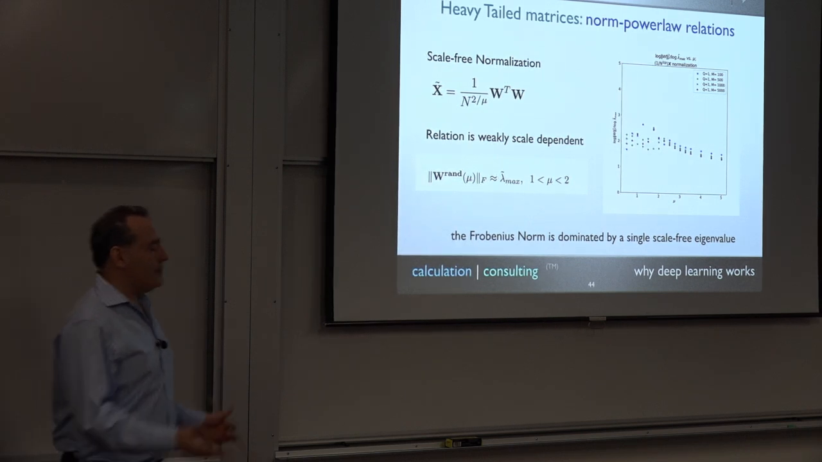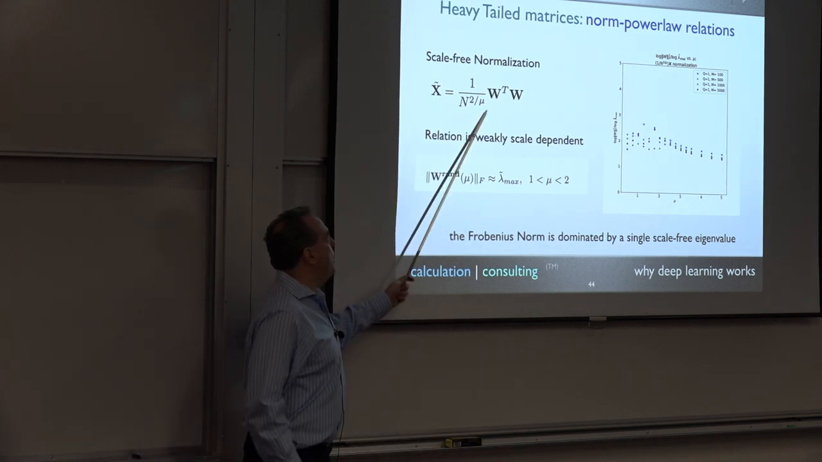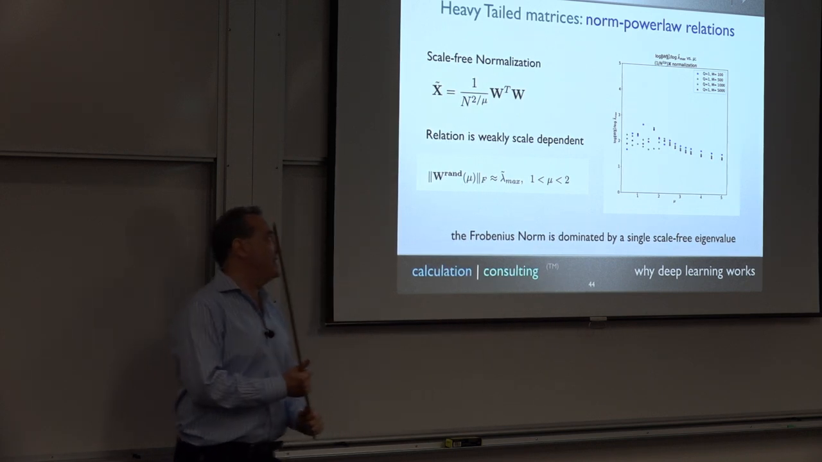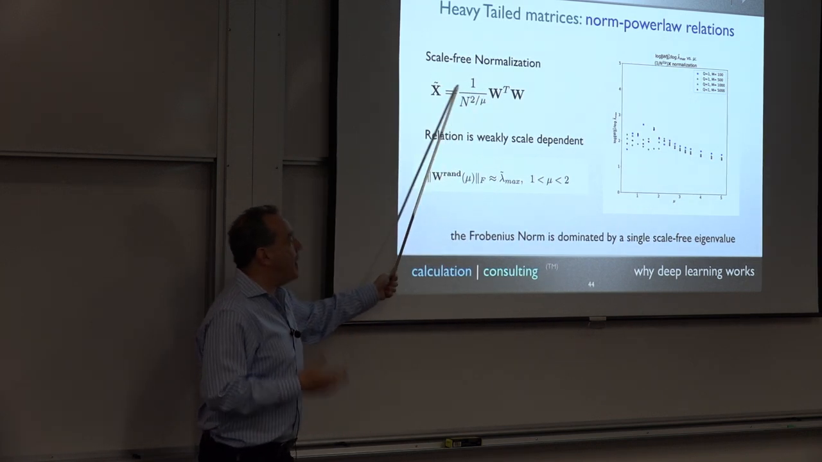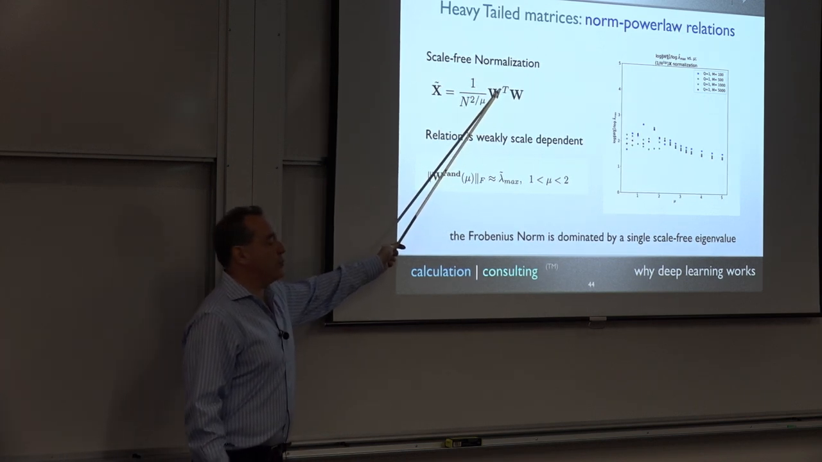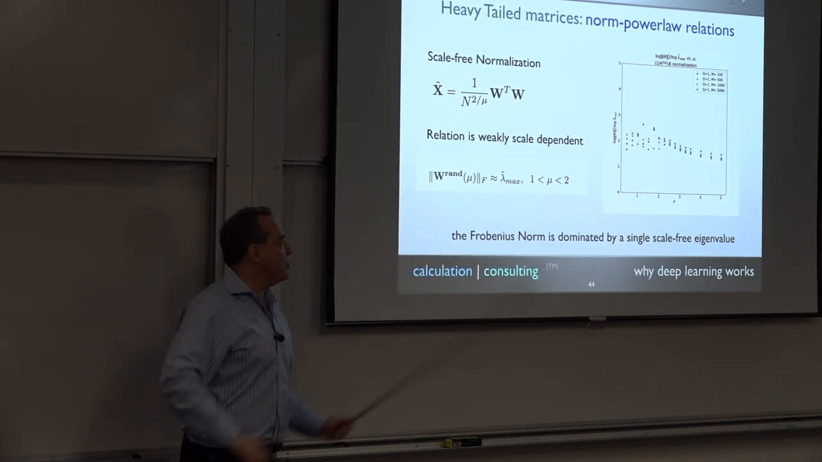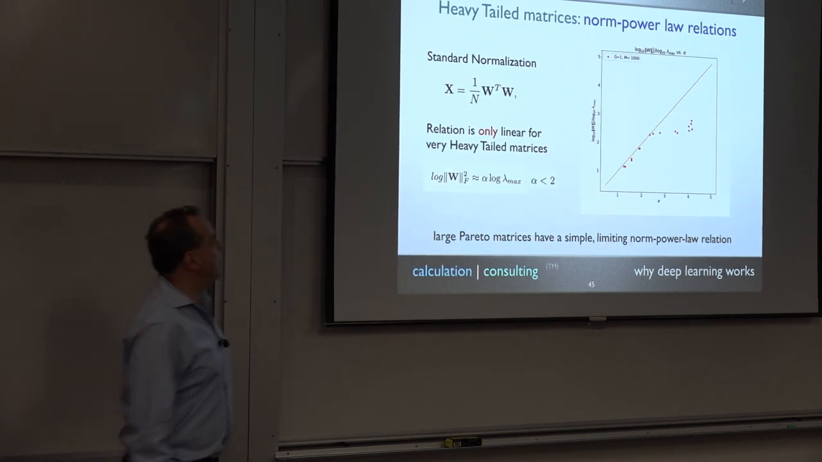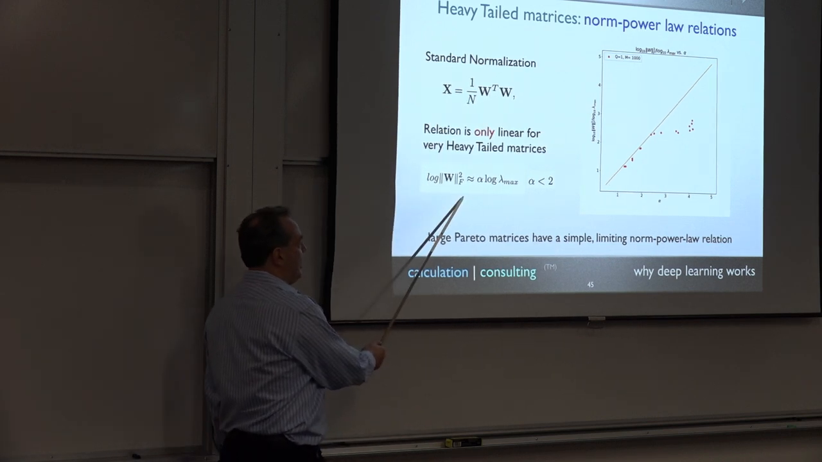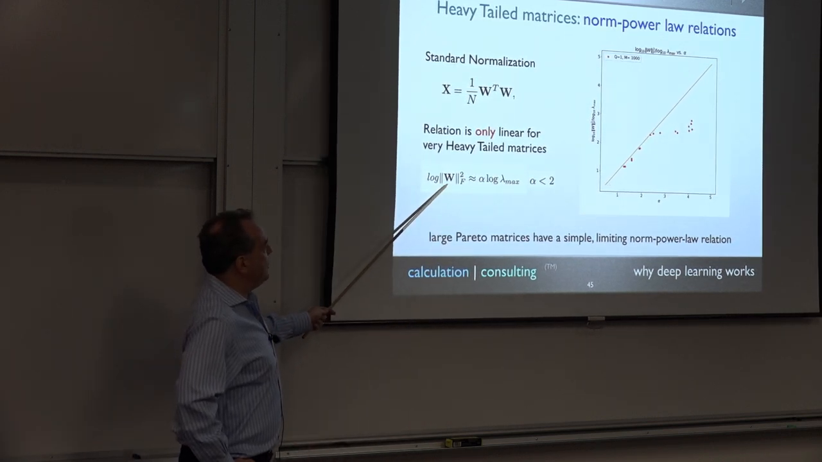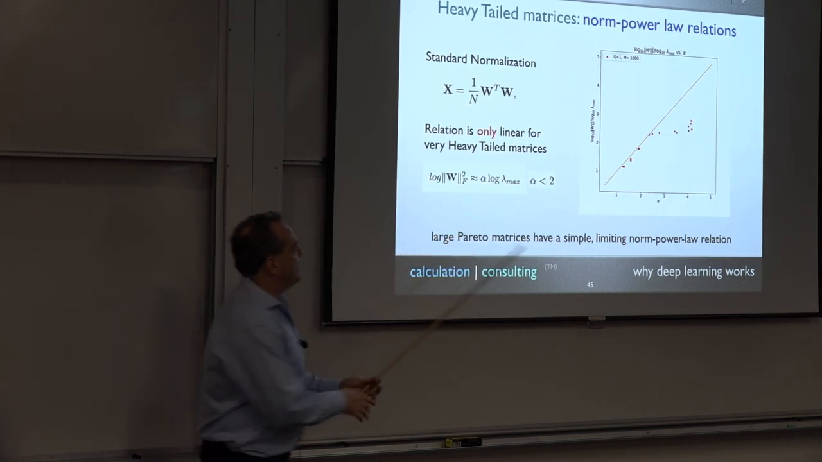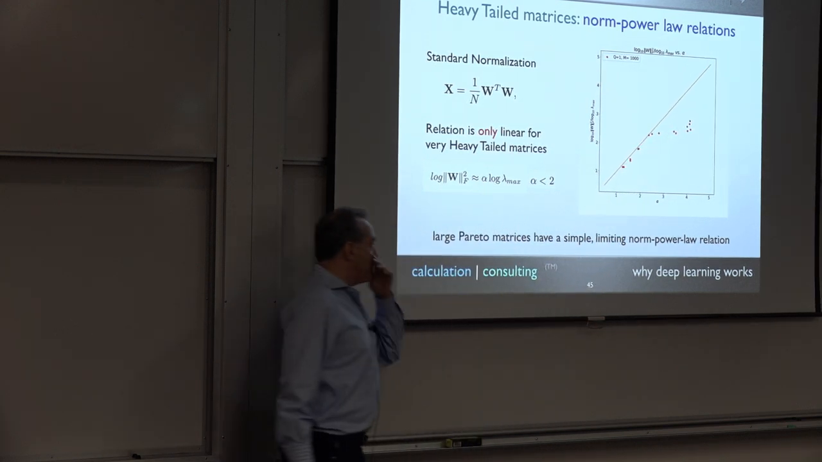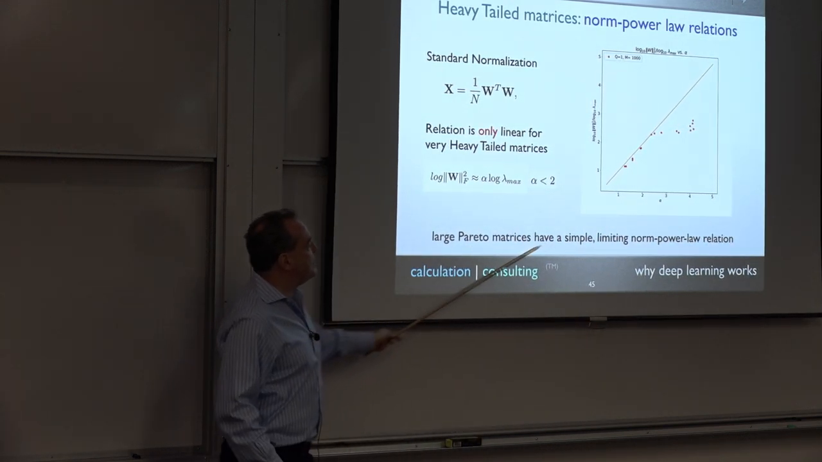Of course, when you're doing this in a practical setting, I don't know what mu is. In fact, I don't even know if I have a mu, because we're modeling these matrices as if they were heavy-tailed, as if we're modeling the correlation matrix as if the weight matrix was some sort of random heavy-tailed matrix from this universality class. So I don't know mu. Instead, I'll use my standard normalization. And when I do this, I get a very nice relation between the log of the Frobenius norm and alpha times log max. It's very tight and linear, all the way up to about 2, and then it saturates. So large Pareto matrices have a very simple limiting form.